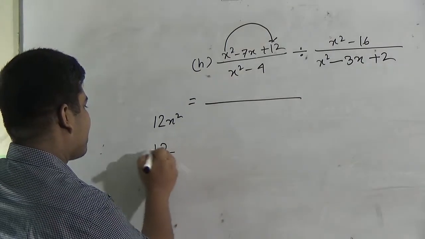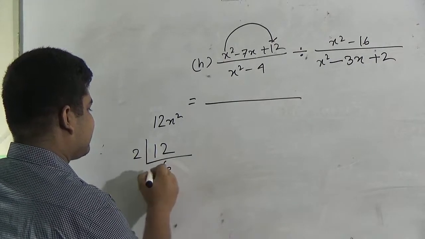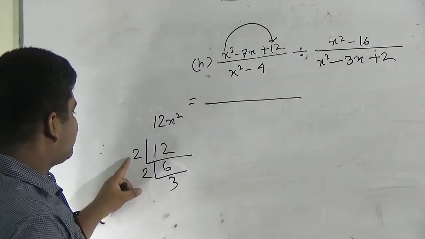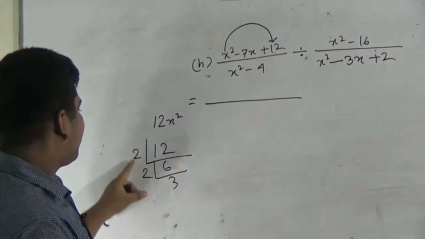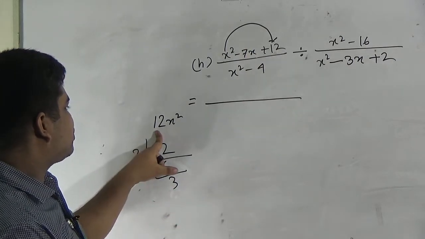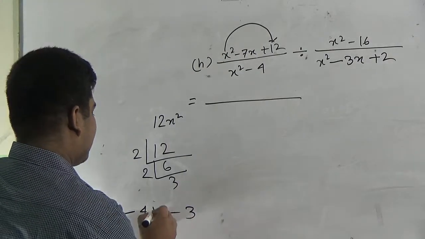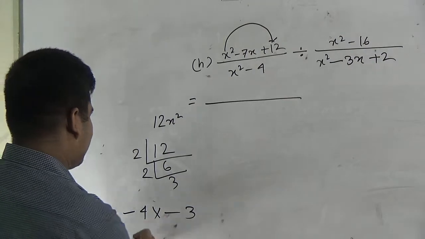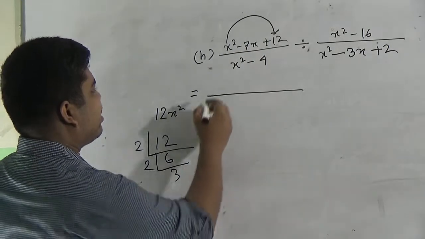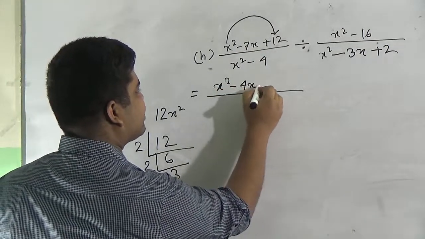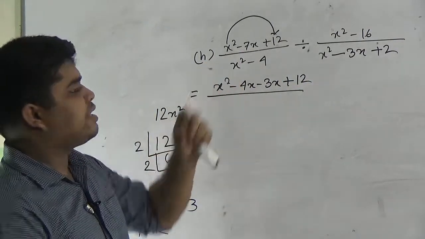So we make prime factors. That means in 12, 2 goes 6 times, then in 6, 2 goes 3 times. Now 2 twos are 4 and 3. If we add 4 and 3 then we get 7, and if we multiply 4 and 3 then we get 12, but here it is minus 7. So we must take minus 4 and minus 3. If we multiply these two numbers then minus minus will be plus and 4 threes are 12, and if we add then we get minus 7x. So we write here x square minus 4x minus 3x plus 12. I hope you understand how to break the middle term.